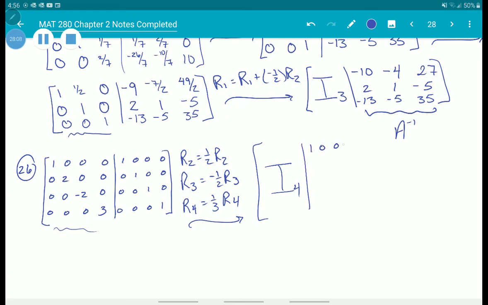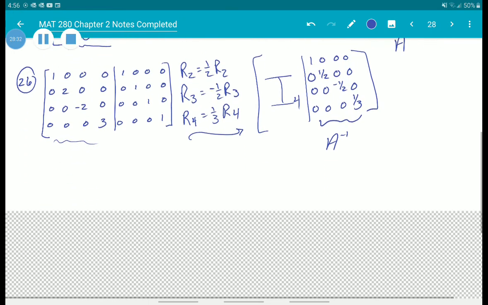And on the right, that first line stayed the same. The second line, we're going to take 1/2 of it. The third line is a -1/2 of it. And the fourth one is 1/3 of it. So there is our inverse matrix for that one. So that one's super easy. Diagonals are really nice to deal with.